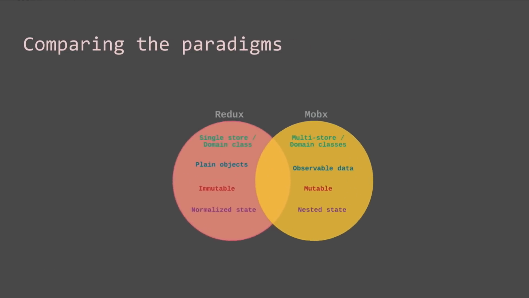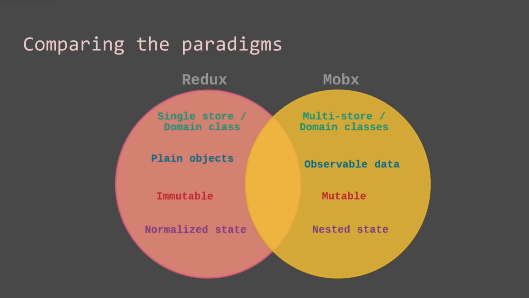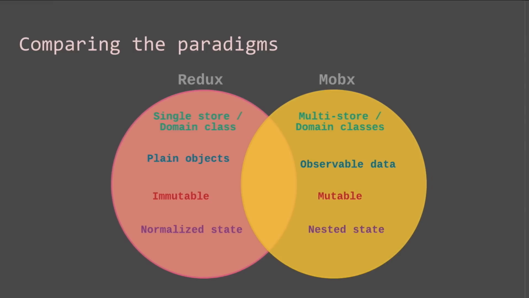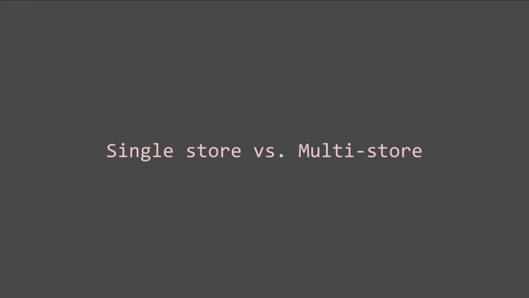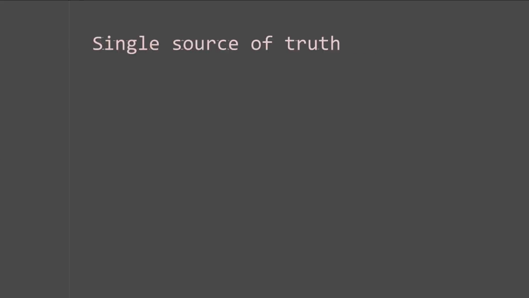So the main differences that I'm going to talk about in this section are these four. I'm going to quickly go through them. As I said, with Redux, you always have a single store. With Mobx, you typically have more than one store.